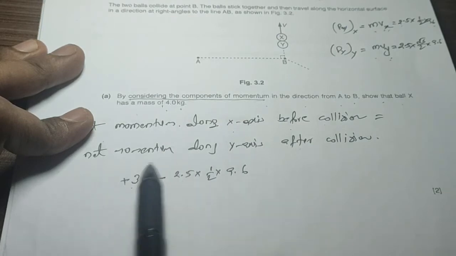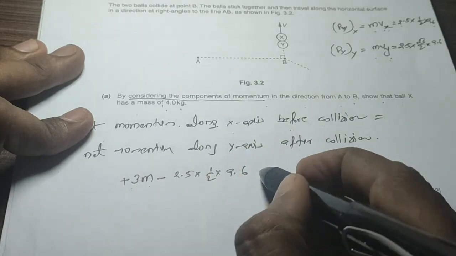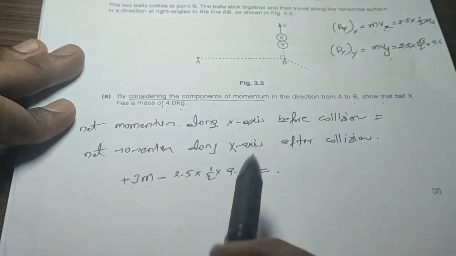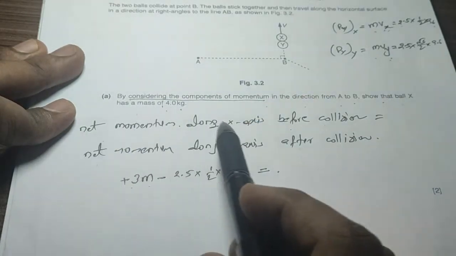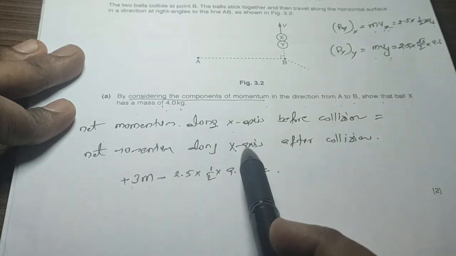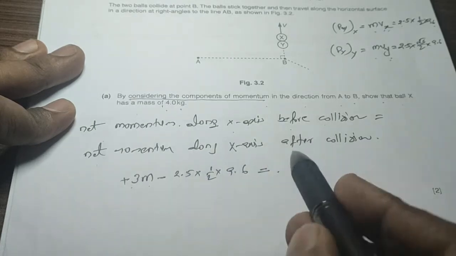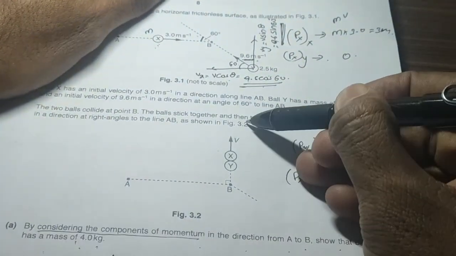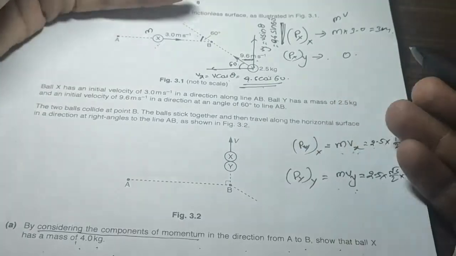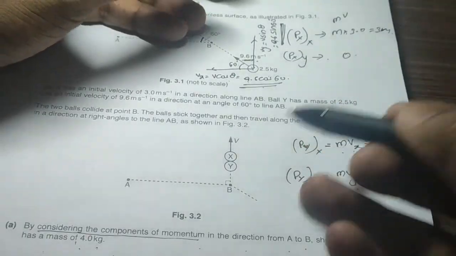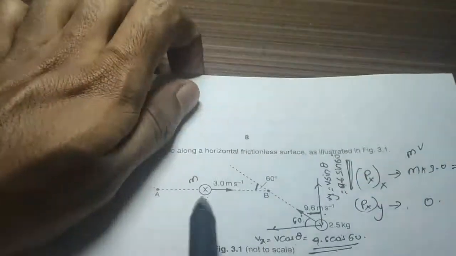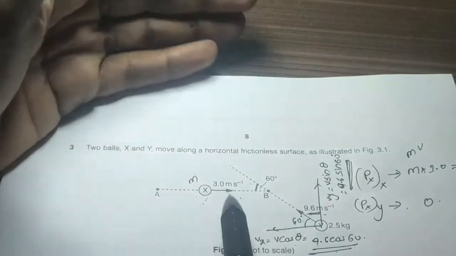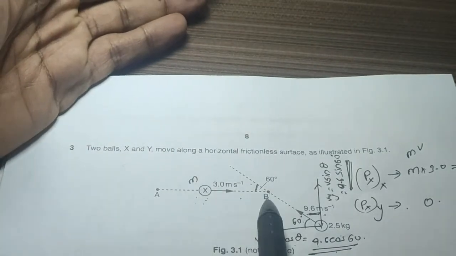This is the net momentum before collision along the x-axis, and it is equal to the net momentum along the x-axis after collision, right? So after collision, what's happening? The two objects are sticking together and then moving in the y direction. So there is no component of the velocity along the x-axis, just like ball X had no y component of velocity. Why? Because it is purely moving along the x-axis, right?